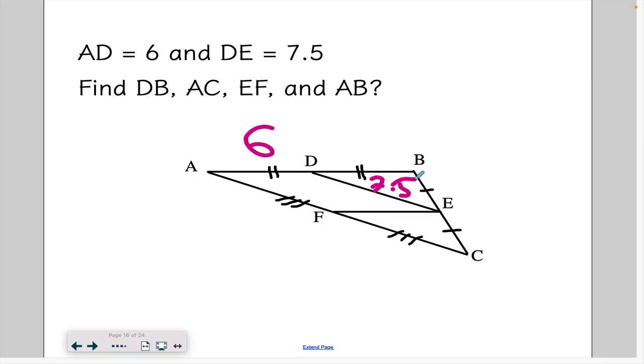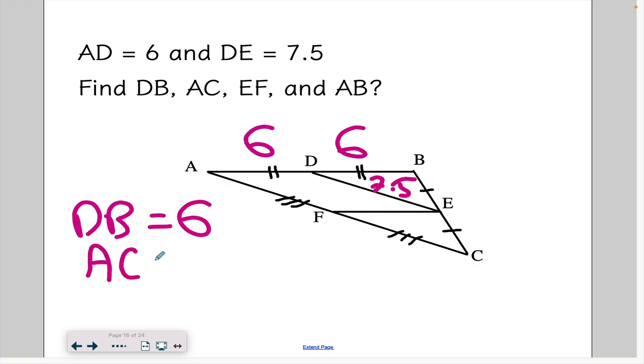For DB, I have 6. How do you know it's 6? Because it's half of AB. Oh, because AD is, that's how I would argue it. They're marked the same. So that gives us DB. AC is 15 because DE is half of it, since that is the mid-segment and that's parallel, it's half, so that's 15.